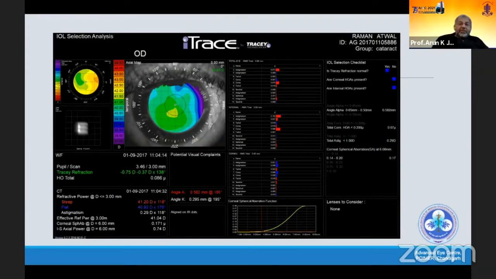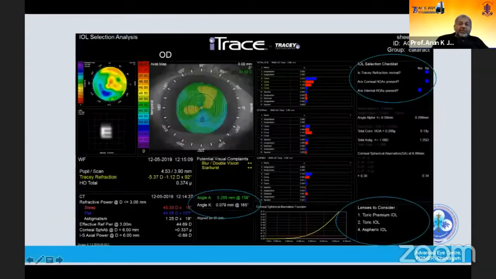This is another patient with 0.34 corneal aberration. So here again the angle alpha is good. Here you can choose any type of IOL, as the machine also says. You can choose multifocal, toric, or premium IOL with high negative asphericity.